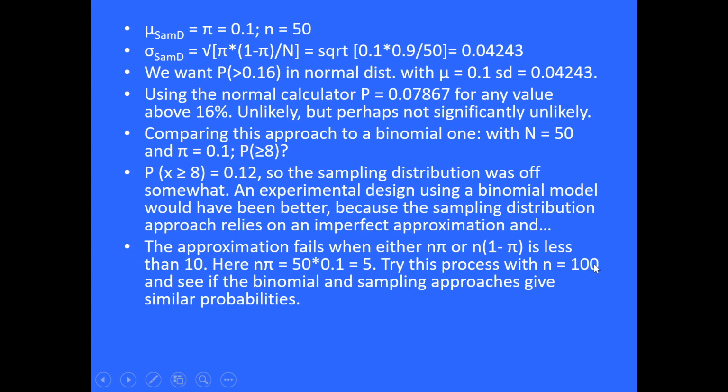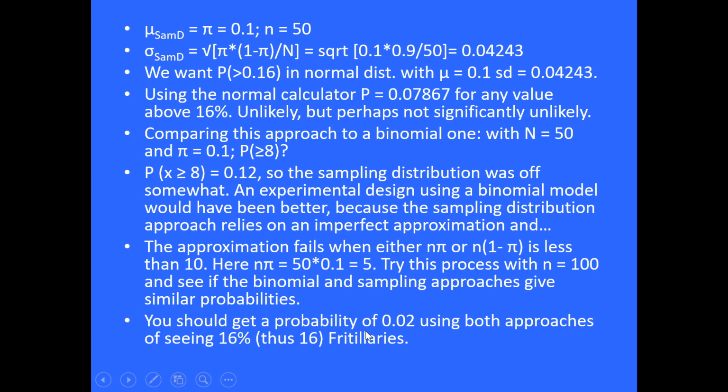Now you could try this with n equal to 100 just to see if things are different. Adjust all those numbers for a sample size of 100. Using both approaches, and I'll let you try this out on your own, you should get probabilities of about 0.02. This time it works because 100 times 0.1 is equal to 10, which is pretty close to 10, so it's usually fine. All right, and with that, we will end this presentation on sampling distributions.